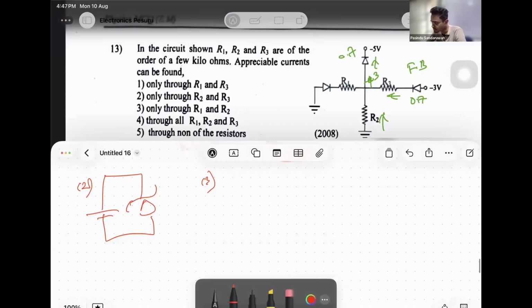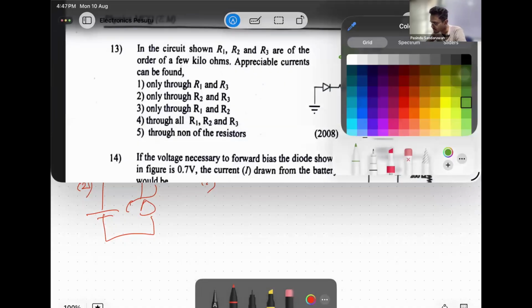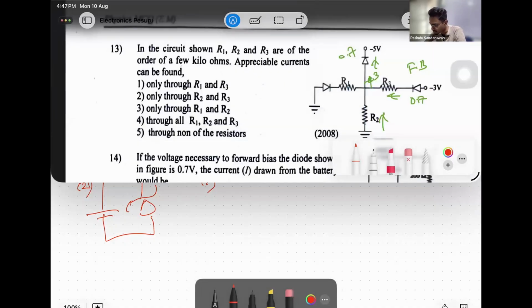Now this is from, let me use a different color. See, this is from 0 to -4.3, then current flows. Then this is from -3 to -4.3, that is greater than 0.7. So a current flows, right? And this is from 0 to 4.3, right? The current flows.